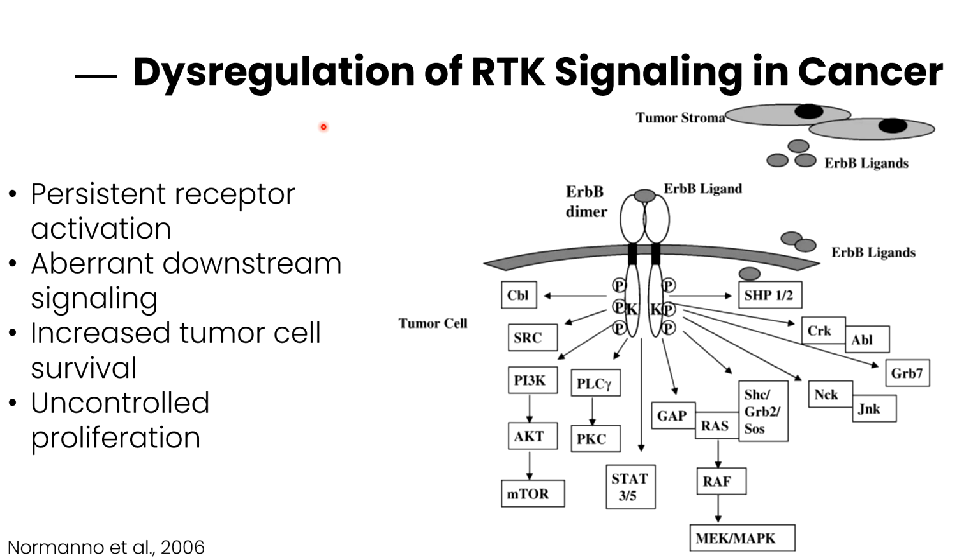However, cancer changes that balance. Instead of receiving occasional growth signals, cancer cells often experience continuous RTK activation, meaning that the receptor remains active much longer than it should. This persistent signaling then causes the cell to behave as though it is consistently receiving instructions to grow and survive.